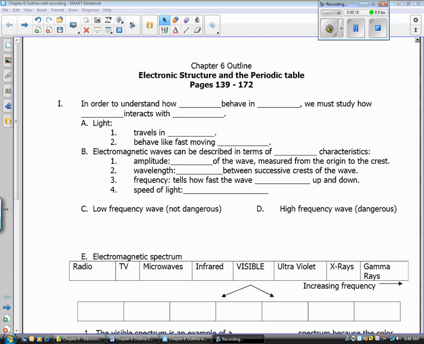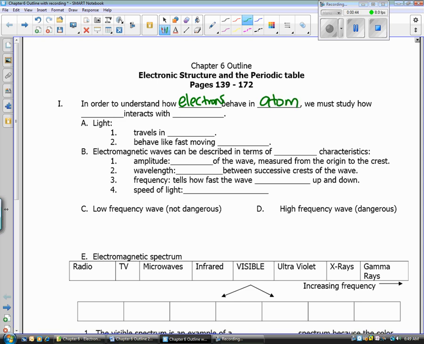So we really want to understand what's going on with the electron and how it's theorized that this is actually happening. There are a lot of different theories, because obviously you can't see an electron, and that's what we're going to take a look at today. But to understand how electrons behave in atoms, we have to study how light interacts with matter, because that's something we can see and compare it to. So how electrons are in the atom, we're going to compare to light and how it passes through matter.